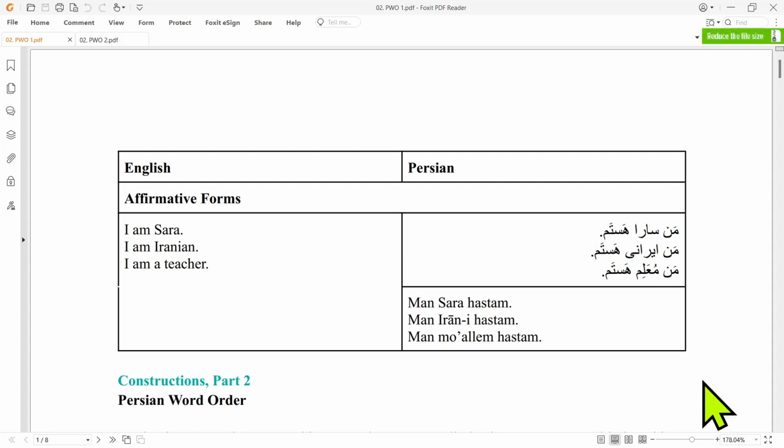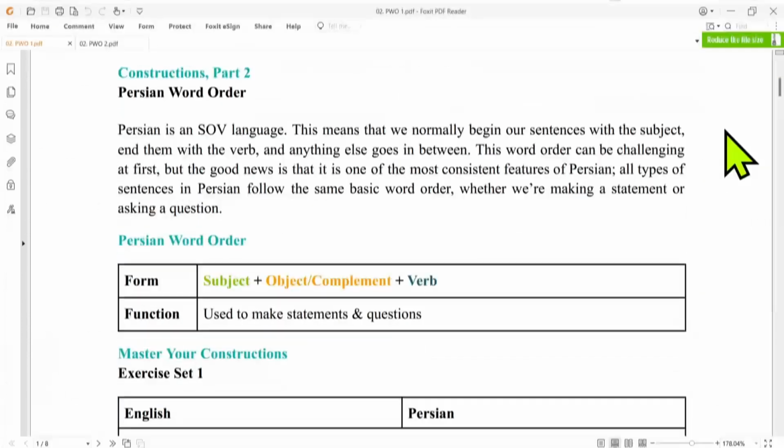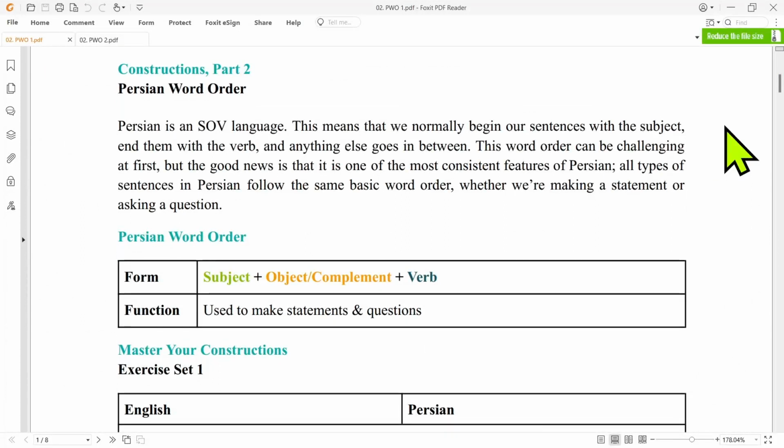Now you might be wondering why we are putting our verbs at the end of the sentence. This is because Persian is an SOV language. This means that we normally begin our sentences with the subject, end them with the verb, and anything else goes in between. This word order can be challenging at first, but the good news is that it is one of the most consistent features of Persian.